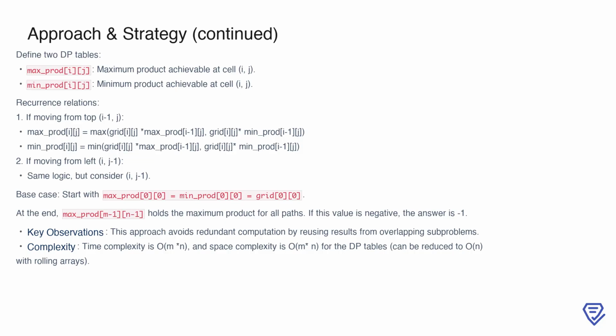Similarly, if we move right from the cell to the left, we apply the same logic. The base case starts with the value of the top left cell, and as we propagate these calculations through the grid, we eventually compute the maximum product for the bottom right cell. This approach ensures we avoid redundant computations and achieve a time complexity of O(m*n), with space complexity also being O(m*n), though this can be optimized further.